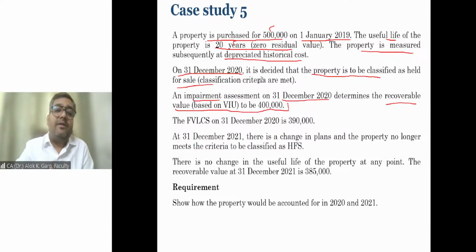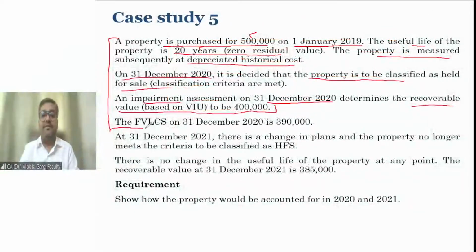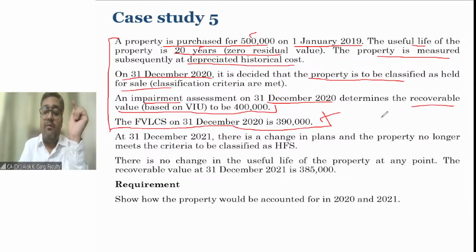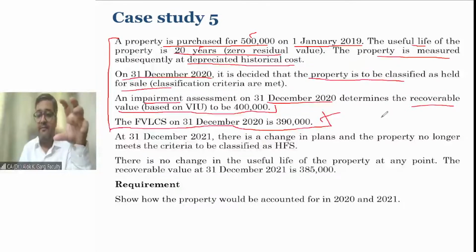So what is my step number one? Till this part, it is from Ind AS 16 to Ind AS 105. Same case study which we have already done. And the fair value less cost to sell is also given at 3,90,000. So my step number one is compute carrying value as per the respective standard, as per Ind AS 16. Carrying value is equal to cost minus accumulated depreciation minus accumulated impairment losses. So it is 5 lakh minus 50,000 for 2-year depreciation minus 50,000 for impairment loss. So 4 lakh is the net carrying value as per step number one.